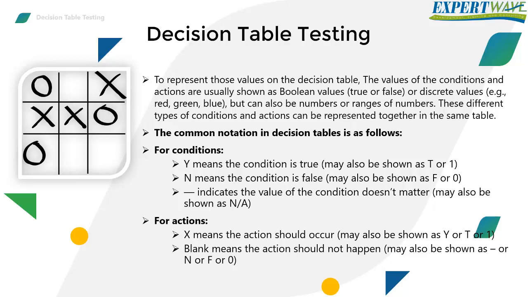The common notation in decision tables for conditions is: Y means the condition is true, also you can use T for true or 1. N means the condition is false, also you can use F for false or 0. Dash indicates the value of the condition doesn't matter, maybe also shown or written as not applicable. For actions, X means the action should occur, may also be shown as Y or T or 1. Blank means the action should not happen and also may be shown as dash or N or F or 0.